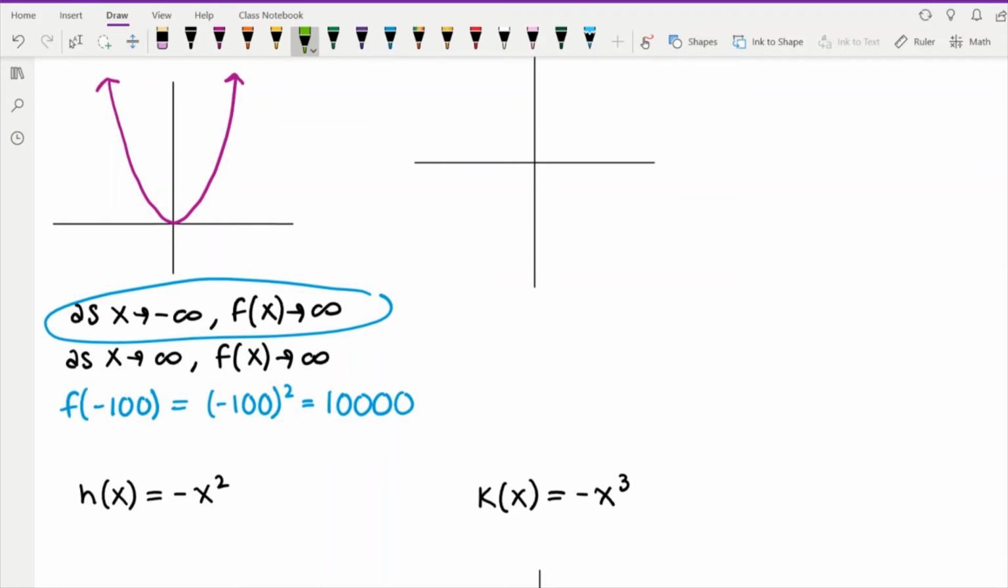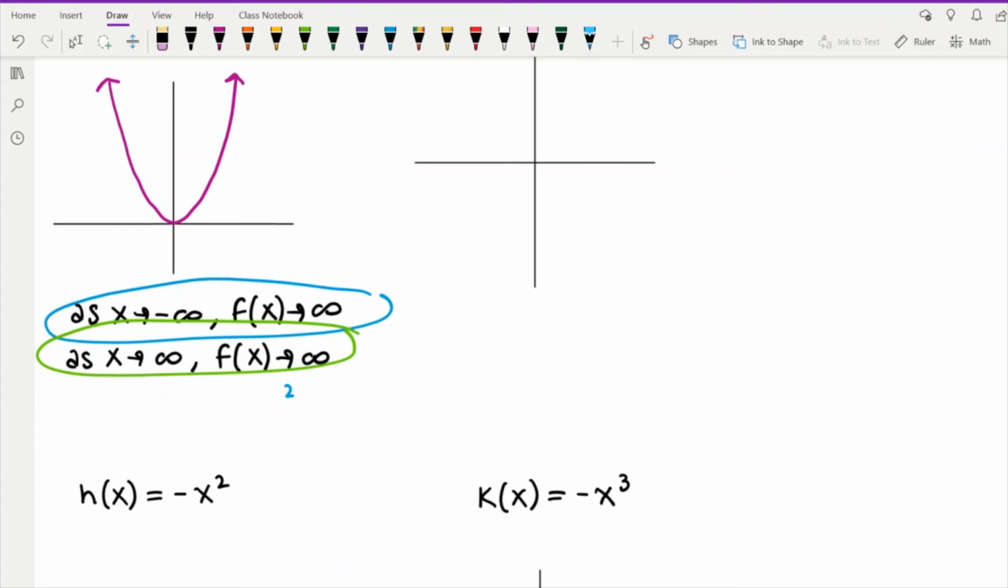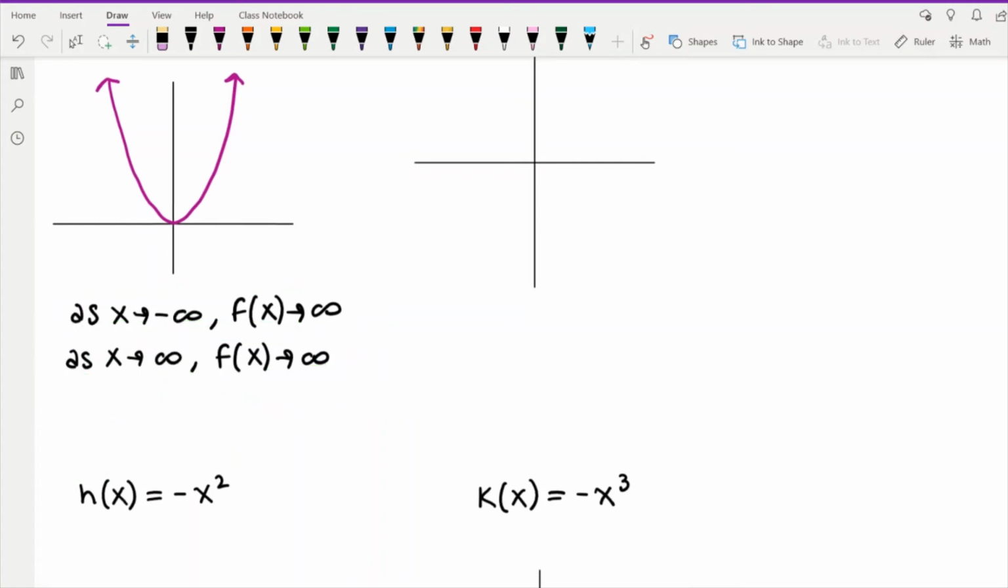And then the same thing happens if we plug in a big positive number, like 100. We get the exact same result. So basically, because we're squaring a number, it doesn't matter whether it's negative or positive. That's the reason that both ends of the graph are pointing up, and that we have the same end behavior on both sides. And I'm going to erase this, because otherwise this picture will be very cluttered.